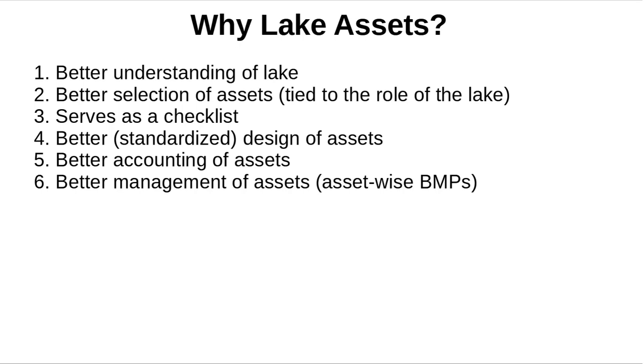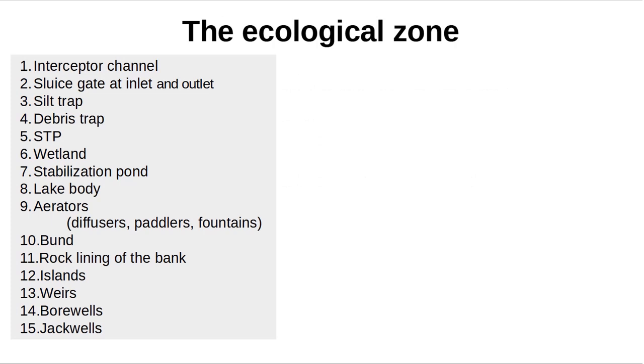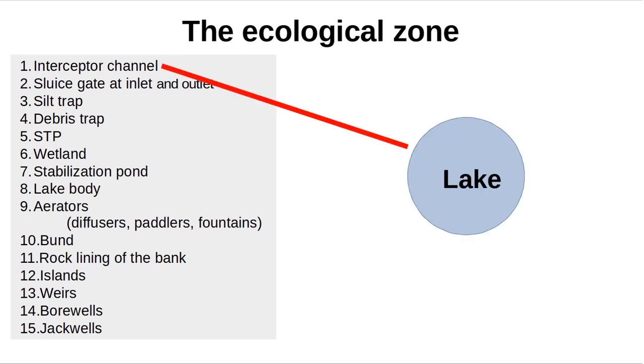So now let us get introduced to the lake assets. Later sessions in this course will deal with more details of each asset. The ecological assets of the lake are the most important, compared to its social assets. The interceptor channel is a large drain that runs along the periphery of a lake. Its function is to intercept any sewage that reaches the lake, and pass it to the downstream side of the lake. Thus it prevents the pollution from entering the lake.